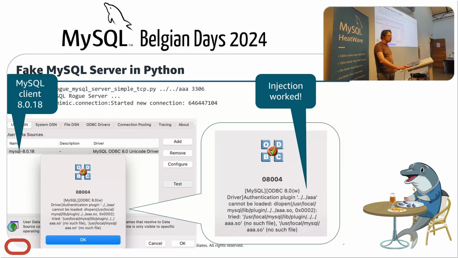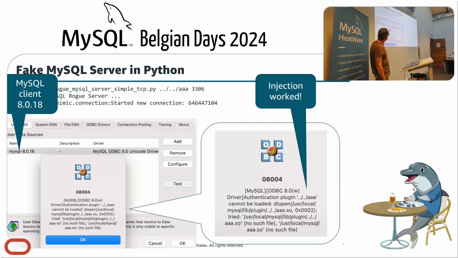So now, this is our first proof of concept. We just want to understand, will it work or not, right? So we put our directory traversal, load, start the Workbench, and connect to this data source. This 8018 is the MySQL ODBC Unicode driver. It's not the service client. It's based off the same code that has this directory traversal.